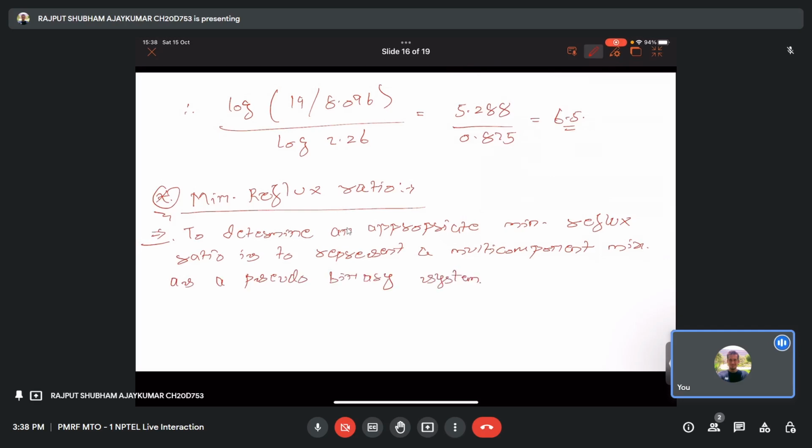So this is done by creating a hierarchical feed made up of the two key components only. So in terms of the McCabe construction, we can use it to determine the pinch and the minimal reflux ratio. So to determine an appropriate minimal ratio is to represent a multi-component mixture as a pseudo-binary mixture. This is the point you need to determine for a multi-component system and the minimum reflux ratio. Similarly, it has its own concepts and some numericals based on that. But what we'll do is go through some of the MCQs so that it will be better for you guys to understand in more depth.